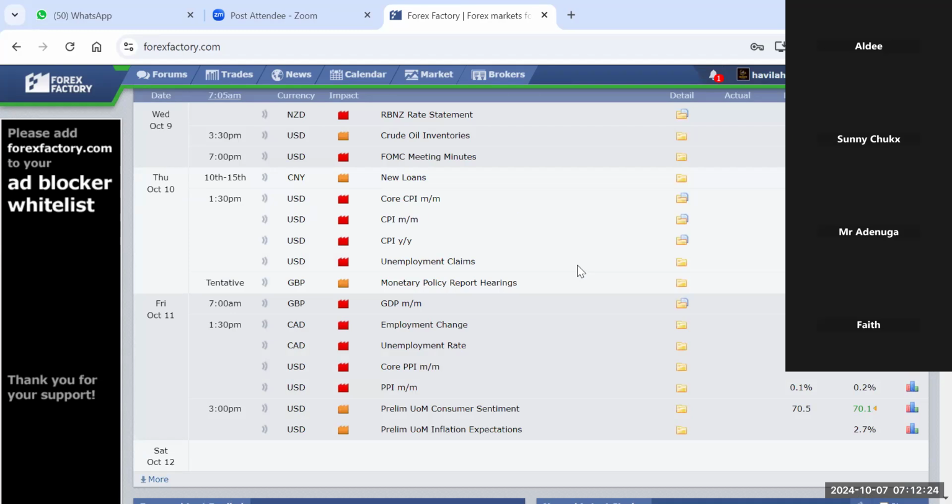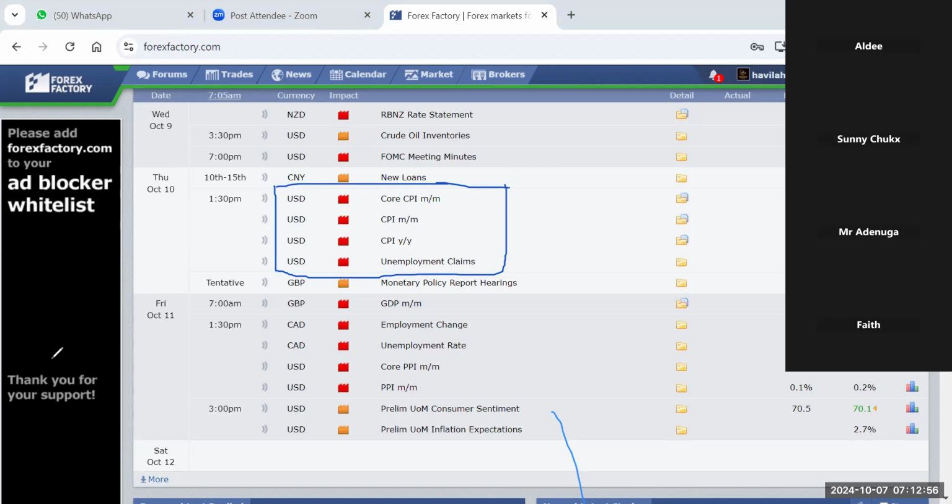And on Thursday, we have one of the major events for the week, and that is the CPI from Australia. It's coming up simultaneously with the unemployment claims. So on Thursday, we have CPI and core CPI at 1:30 p.m., simultaneously with CPI monthly, CPI yearly and unemployment claims. That's 4 events happening simultaneously on Thursday.